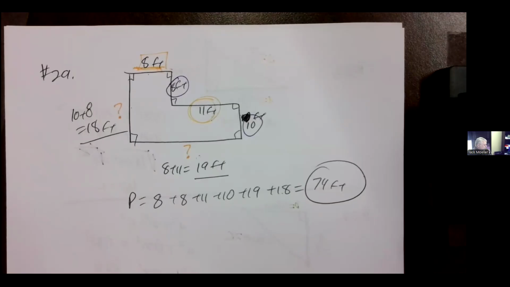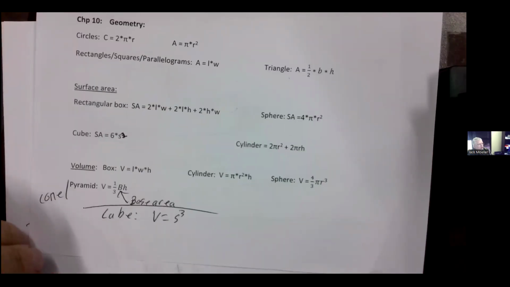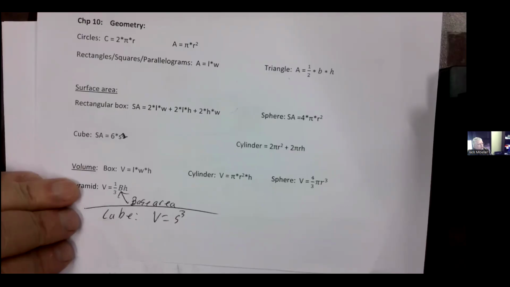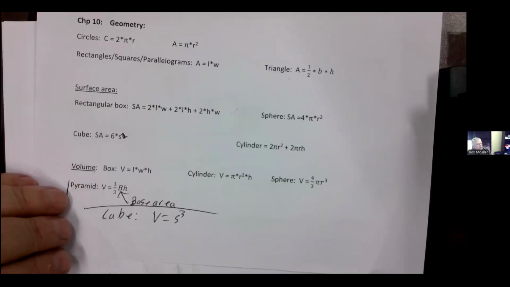All right, so then we get into area. Now again, if you look at that formula sheet, I gave you circles. I gave you circumference of a circle, area of a circle. Circumference is length, so it's not squared. Area is squared. There's your area: rectangle, square, parallelogram is length times width. Triangle is 1/2 base times height.